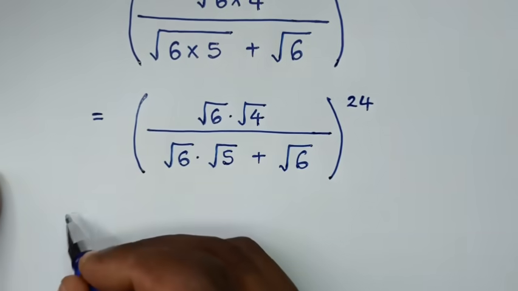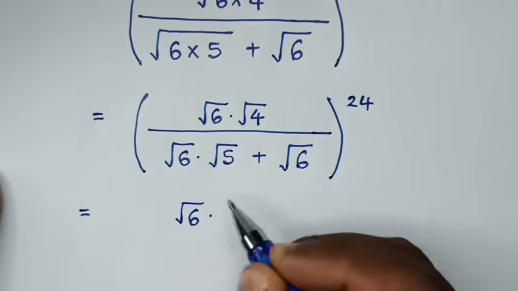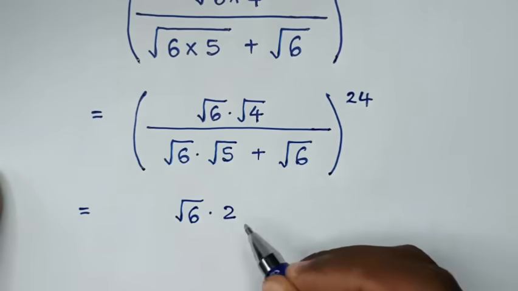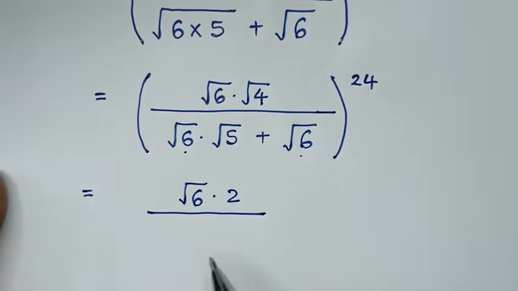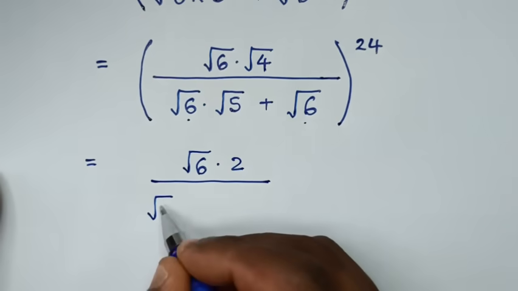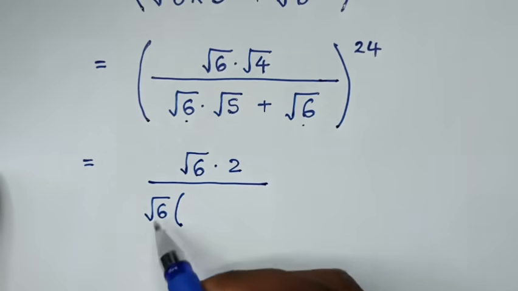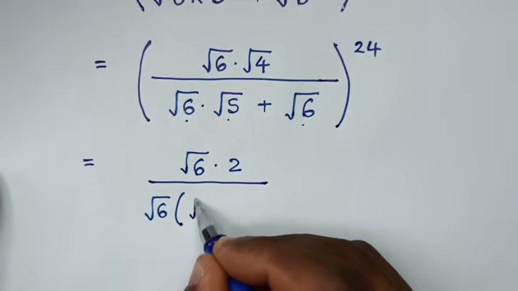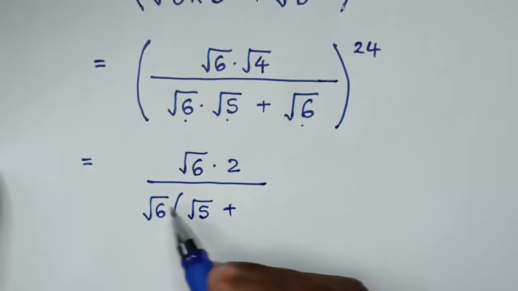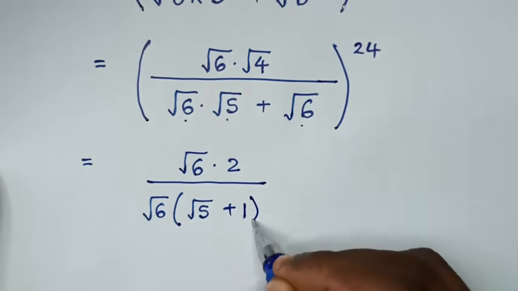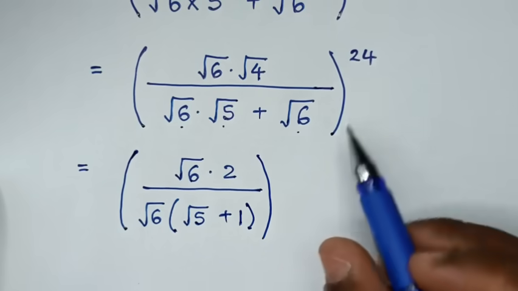Then in the next step, it will be equal to square root of 6 times square root of 4, which is 2, so times 2. Then over, square root of 6 is common, so we will take square root of 6 out of the bracket. Then square root of 6 times square root of 5 divided by square root of 6 is square root of 5. Then plus square root of 6 divided by square root of 6 is 1. Then bracket again power of 24.